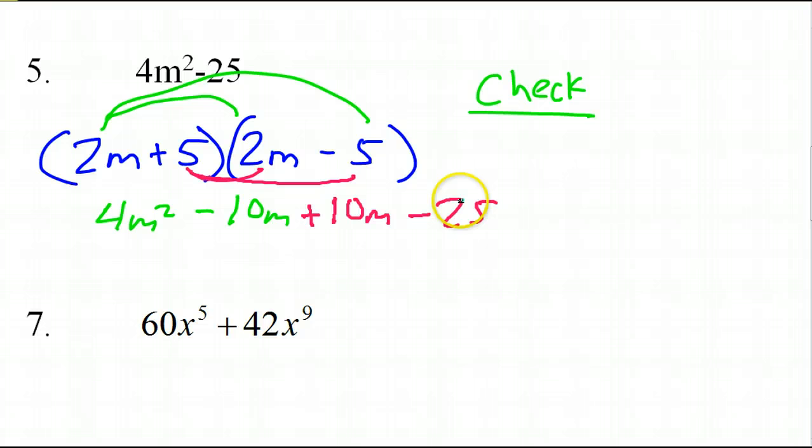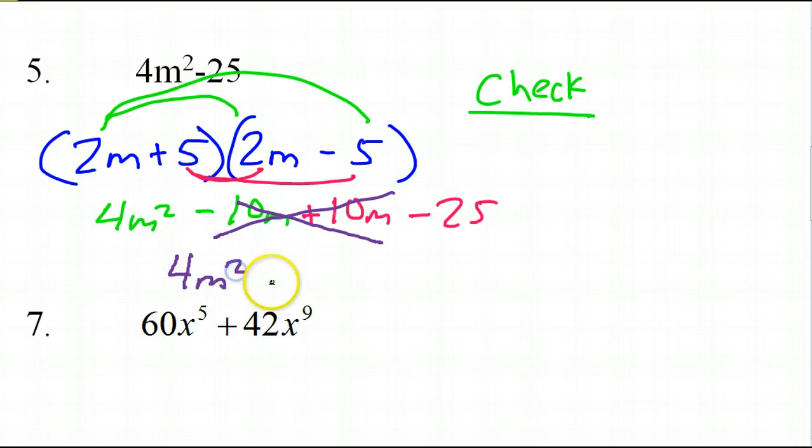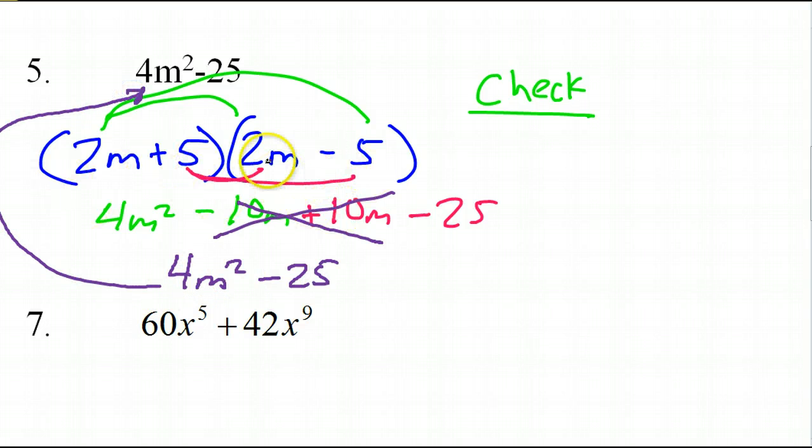But look how long this is and look how short this is. Yeah, I mean, you understand what's happening here. These two are going to cancel out. We have a minus 10m and a plus 10m. So that's going to leave us with 4m squared minus 25, which is exactly what we started with. So that's why the difference of two squares works.